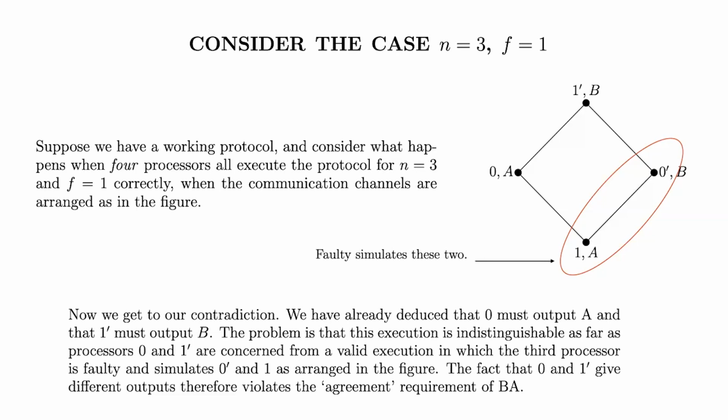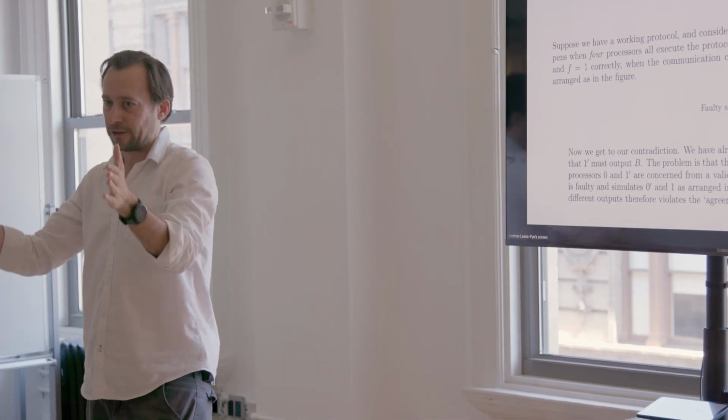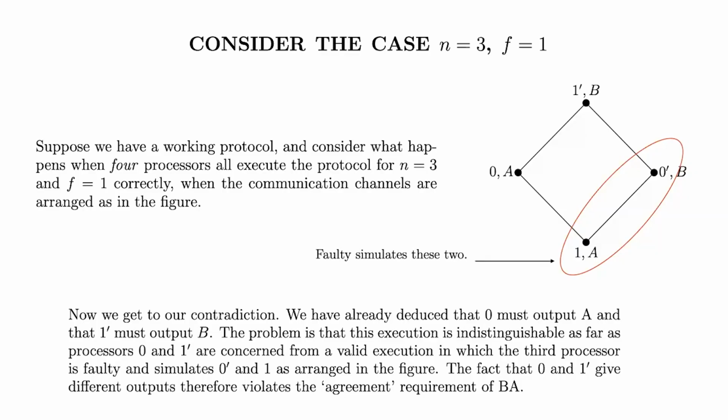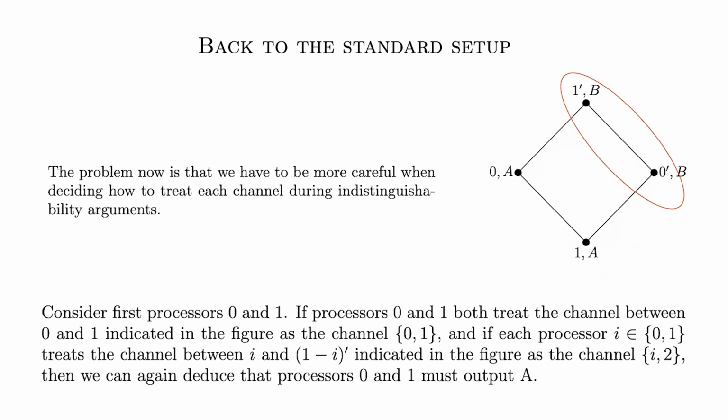So we've got our contradiction, but this was all in our modified setup, where we begin the whole thing without knowing who's at the end of each channel. If we now go back to the full setup and try to do the same argument, there's a bit of a problem: we have to be more careful about deciding how to treat each channel during the indistinguishability arguments. It's not really that deep, but let's go through it.